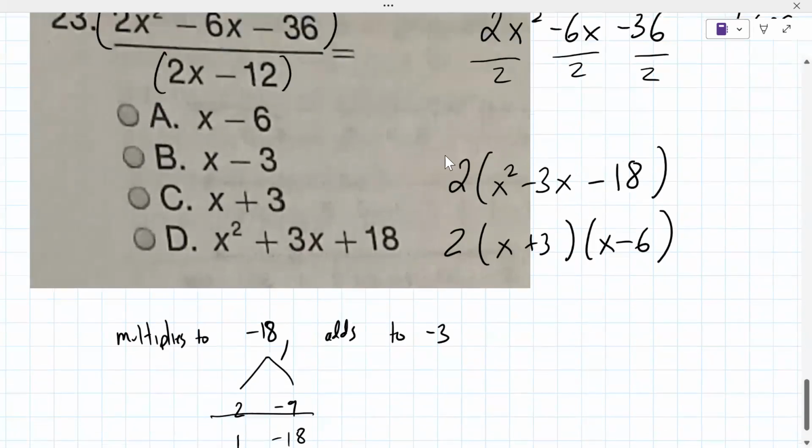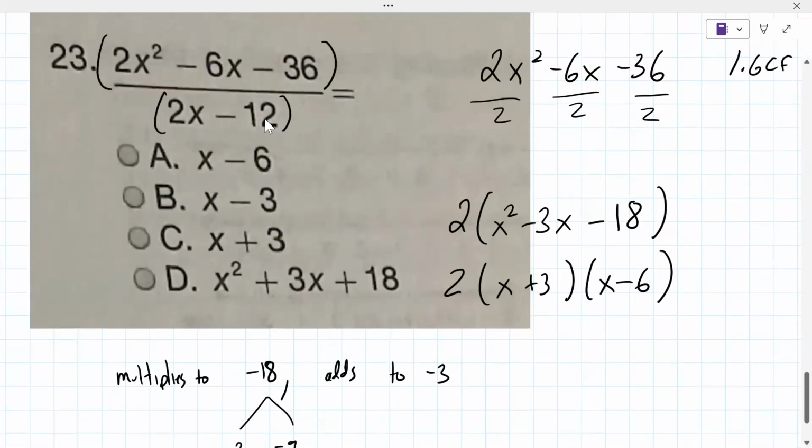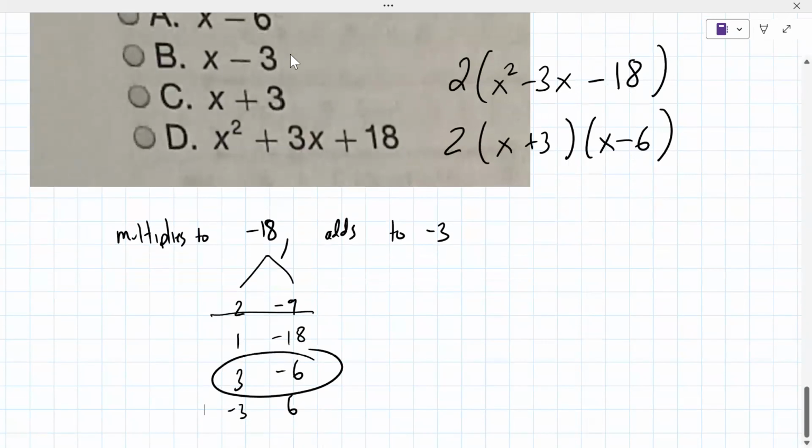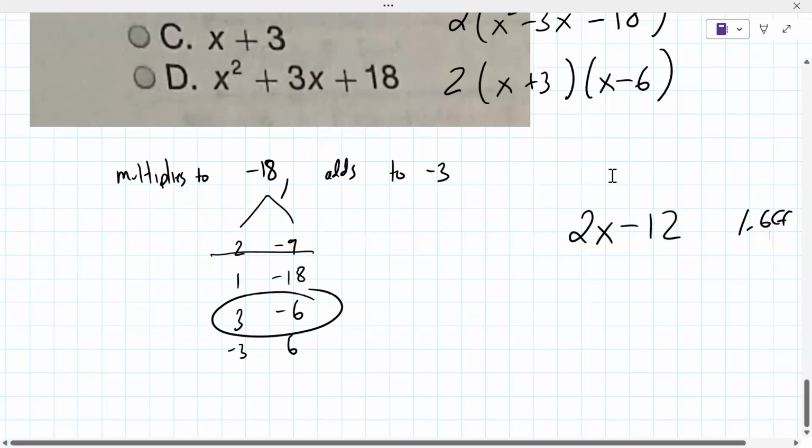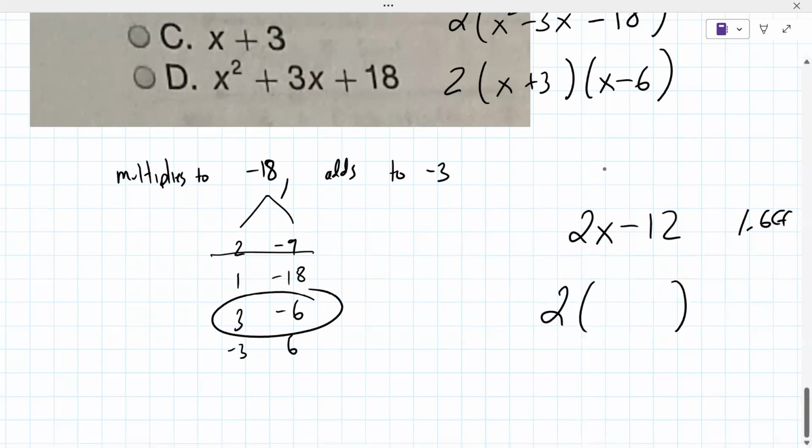That's the numerator. So now we're gonna do the same thing in the denominator. So now we're gonna look at 2x minus 12. What is the first type of factoring that we should always try? GCF. So is there a number that goes into both 2 and minus 12 or 2 and 12? 2. So now what goes in parentheses here?